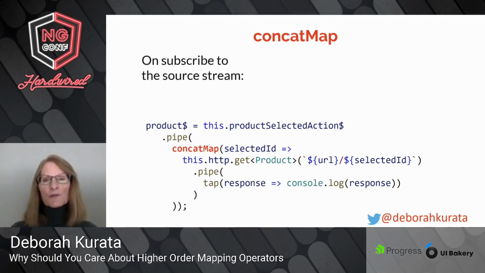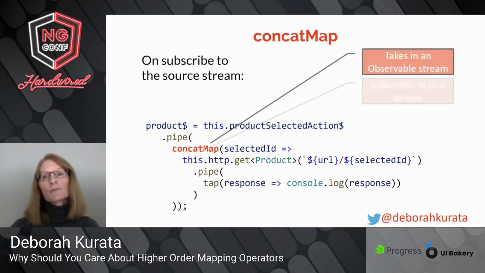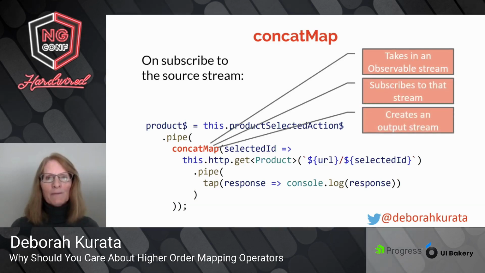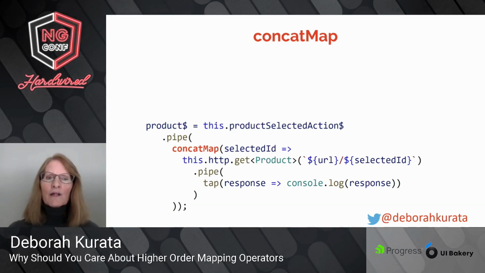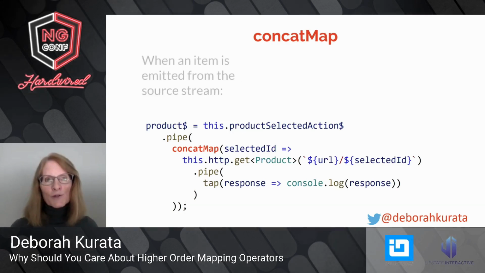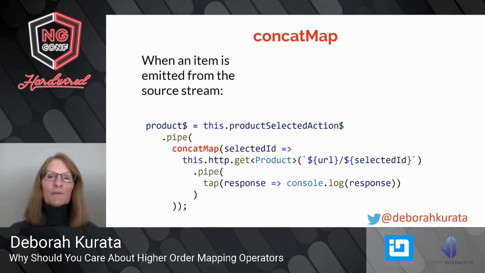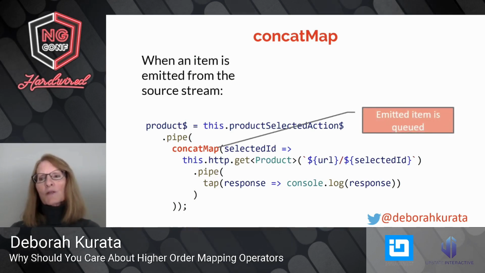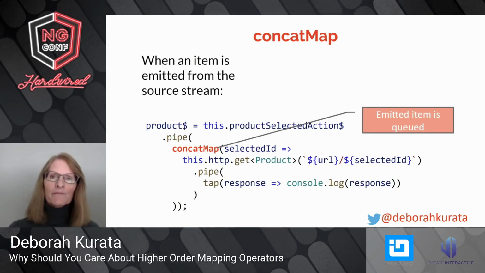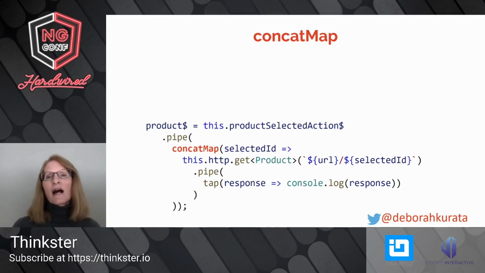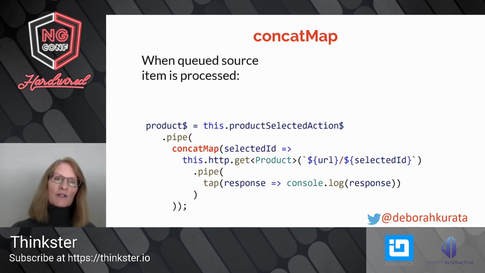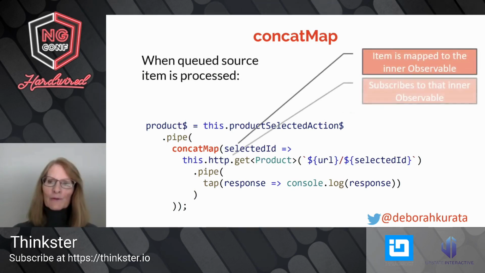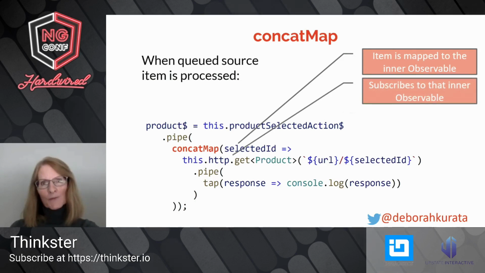On the subscribe to the source stream, it takes in the observable stream, subscribes to that stream, and creates an output stream. But concatMap, unlike mergeMap, when an item is emitted from the stream, it philosophically queues it. So the emitted item is queued up. Then when the item is processed off the queue, at that point, the item is mapped to the inner observable. It subscribes to that inner observable.